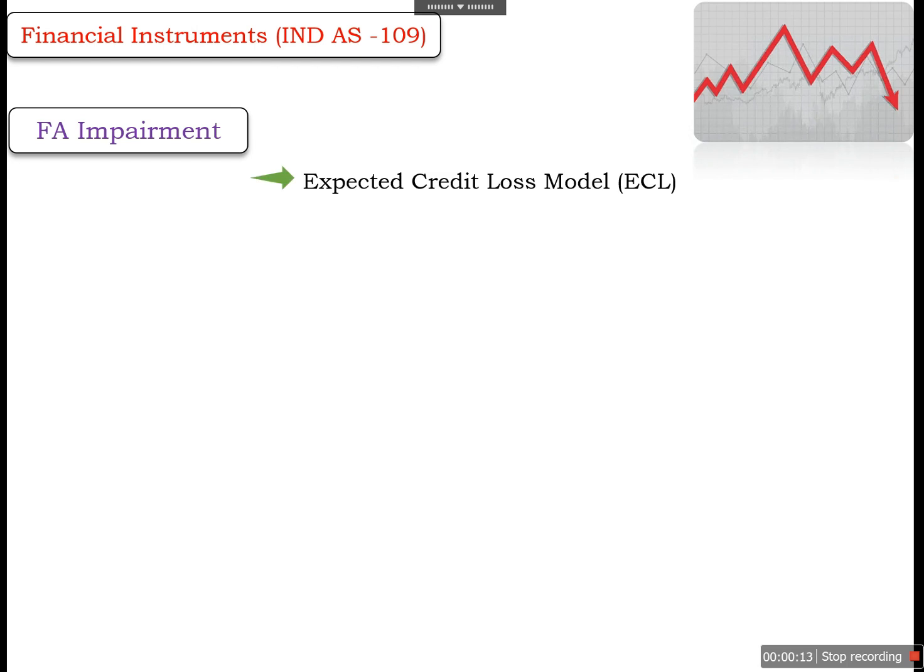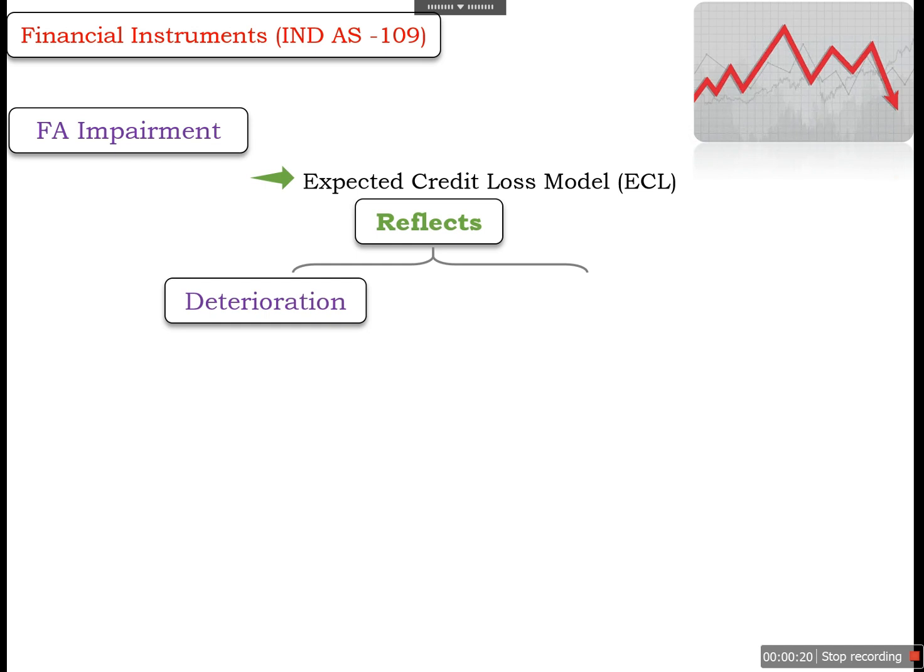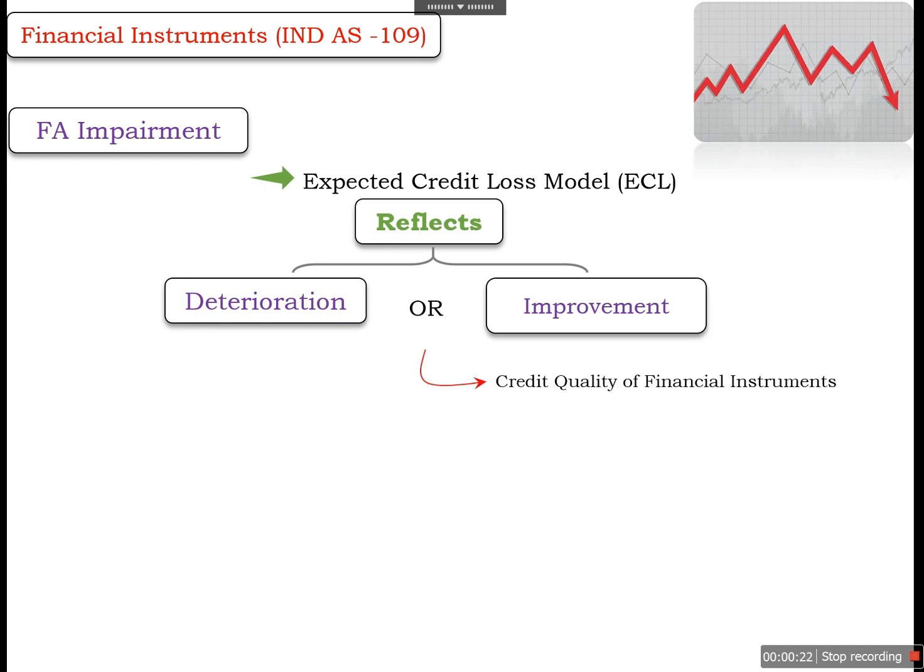Financial assets impairment. Impairment under Ind AS 109 of financial assets is based on the expected credit loss method. The expected credit loss model reflects the deterioration or improvement in the credit quality of financial instruments. So the amount that we are going to recognize as allowance for impairment of financial assets, or reversal of allowance that we have already recognized as an impairment loss, will depend on the model of ECL, that is expected credit loss model.